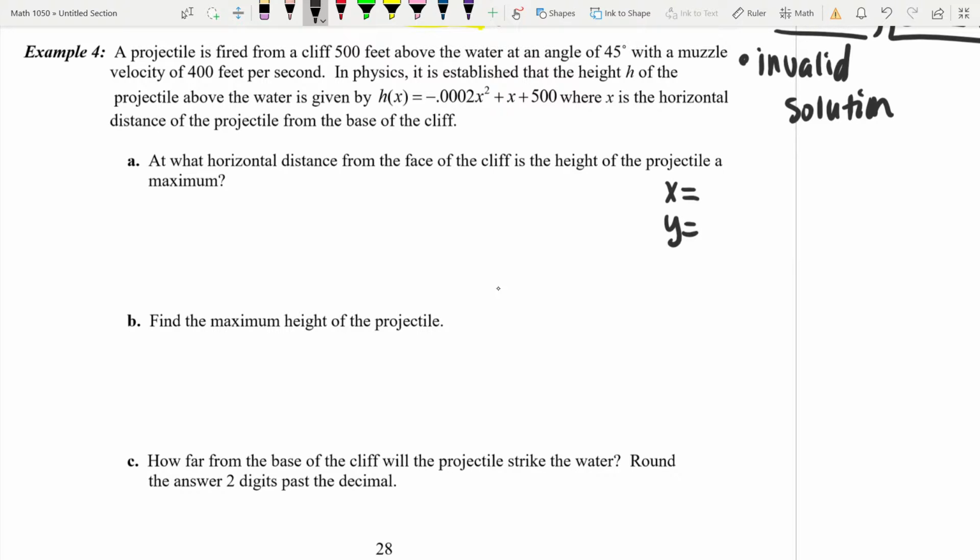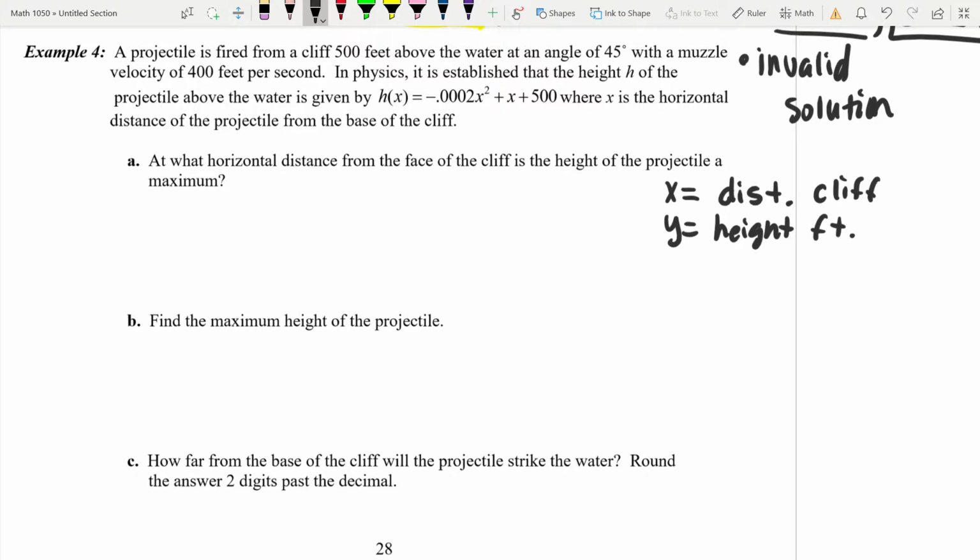The y is the h of x, which is the height of the projectile, and I can see it's in feet, so height in feet. The x represents the horizontal distance from the cliff. Why do they say horizontal distance from the cliff? It's not height, it's this, how far away, okay? At what horizontal distance from the face of the cliff is it at a maximum?